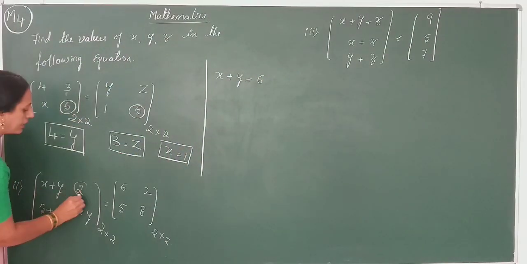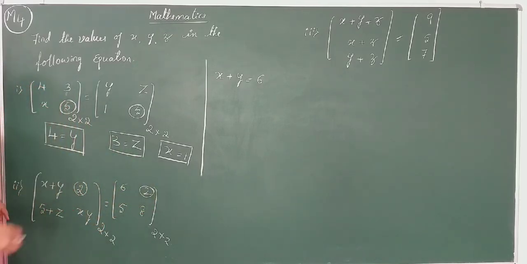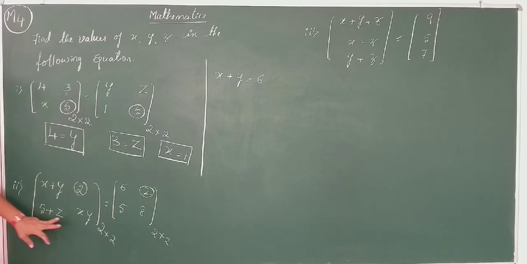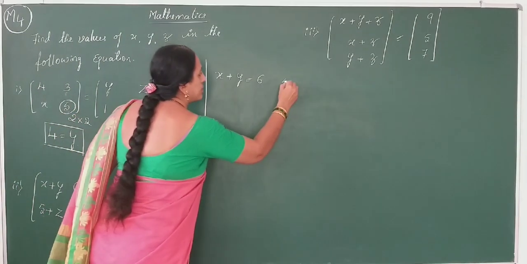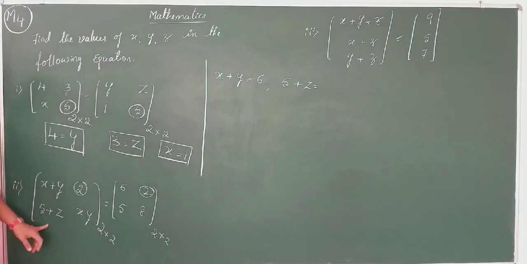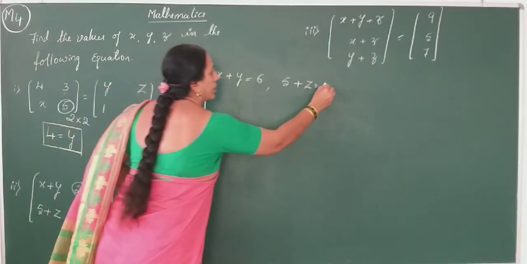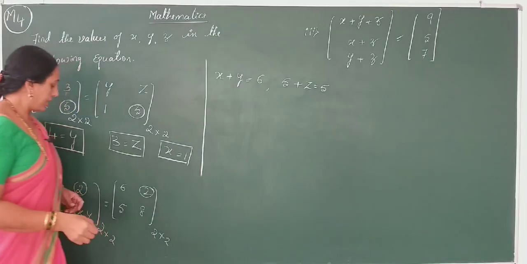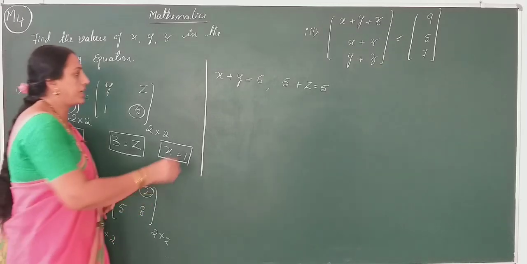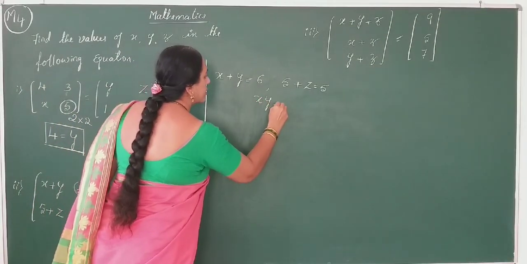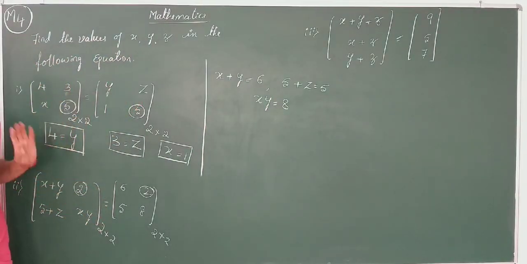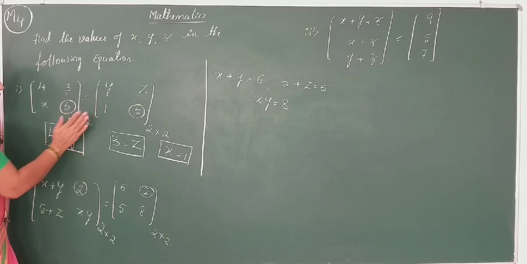Similarly, second element is purely constant if it is equating with the corresponding element. Then second row first column means 5 plus z is equal to 5. Then last element, second row second column, is always equal to 8, that is x into y is equal to 8.